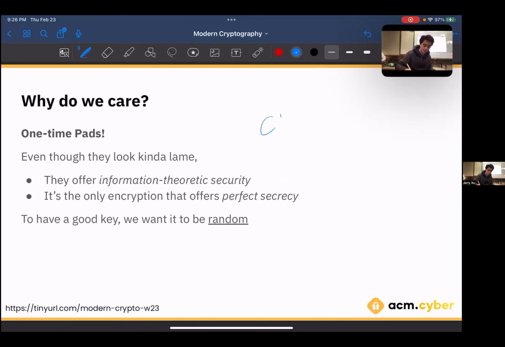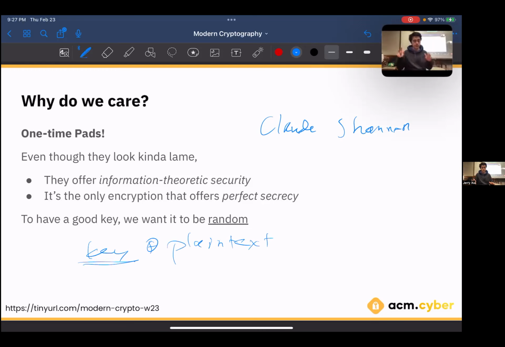But Shannon, Claude Shannon, who I think founded information theory, proved that these are basically the only encryption scheme you can use that offers perfect secrecy, right? So as long as you have a random key, so remember it's key XORed with plaintext. As long as your key is random, given the ciphertext, imagine you're trying to figure out what the plaintext is. If you know the key is random, that means every plaintext that's the same length as the ciphertext is equally likely, right? So that means you don't know anything about the plaintext given the ciphertext.